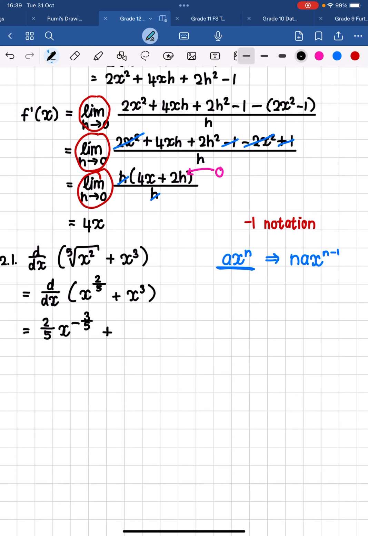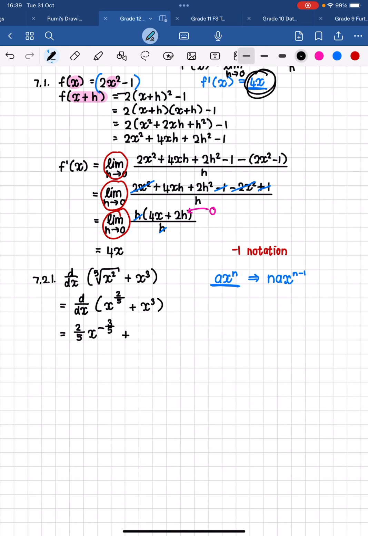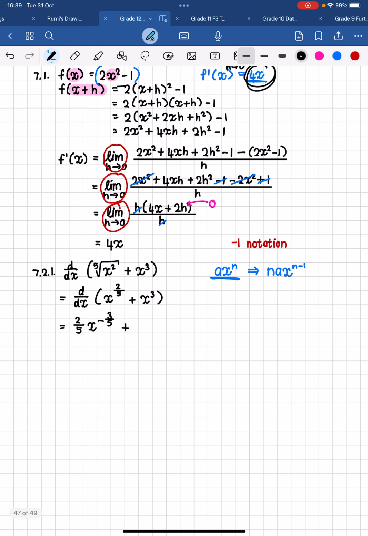Plus, for the next one, this is very easy. We are going to multiply the 1 in front of the x by 3, which is the exponent. And then we're going to subtract 1 from the exponent. So we're going to get 3x squared. Now we're almost done, guys, not quite.